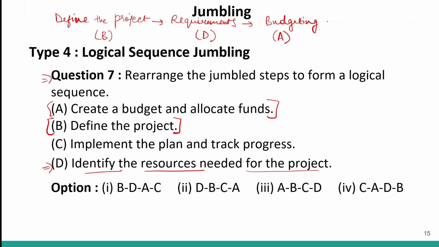And once I have done all this, once I have found out the requirements, once I have budgeted, then I will implement the plan and track its progress. So implementation will come after budgeting, which is option number C. So my correct logical sequence will be B, D, A, C, which is given in option number 1. So option number 1 will be the correct answer. Okay.